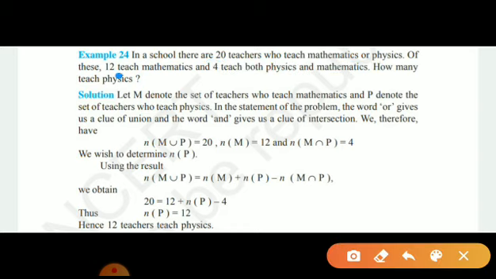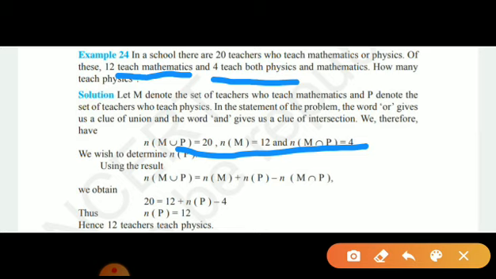See the next statement. Of this, 12 teach maths and 4 teach physics and mathematics. So 12 teach maths, that means the number of teachers who teach maths is 12, so n of M is given to be 12. And 4 teach both the subjects. That means the teacher is teaching maths as well as physics, so it is the intersection of both. So n of M intersection P is given to be 4. This is what is given to you, and what we have to get is the number of teachers who teach physics. That means I have to find n of P.